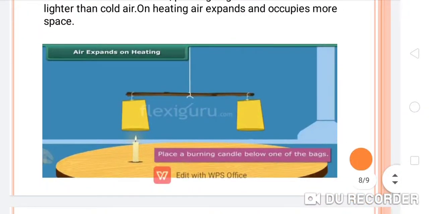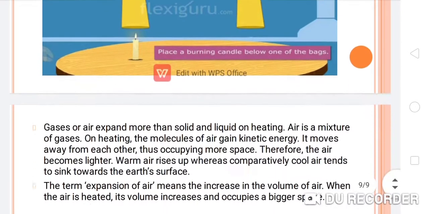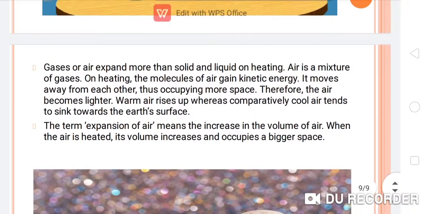You can see in this figure, under that paper cup we are burning the candle. The air will move in an upward direction and it will disturb the balance. Okay, students, why? Because the air will move upward by absorbing the heat. So warm air will move towards the upper direction. That is the reason behind it. This balance will be unbalanced. Now let's see, students, what is the reason behind it.